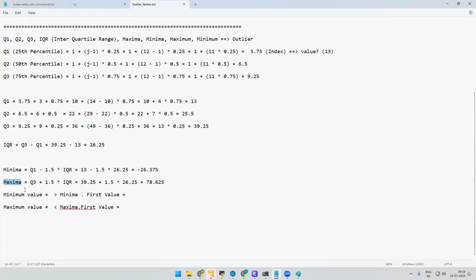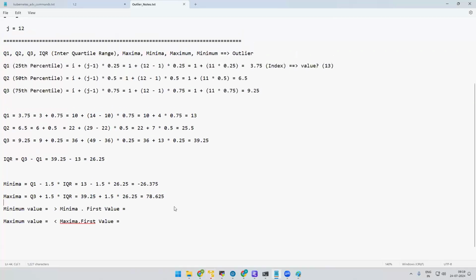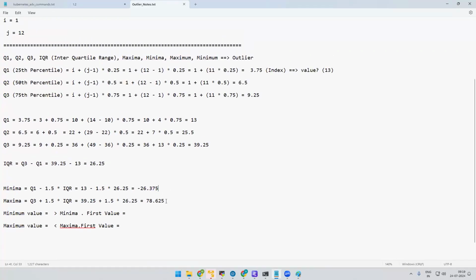In the same way, we need to calculate maxima. Q3 plus 1.5 into IQR. What is Q3? 39.25. So 39.25 plus 1.5 into IQR. What is IQR? 26.25. So what we got here is 78.625. These are the minima and maxima.